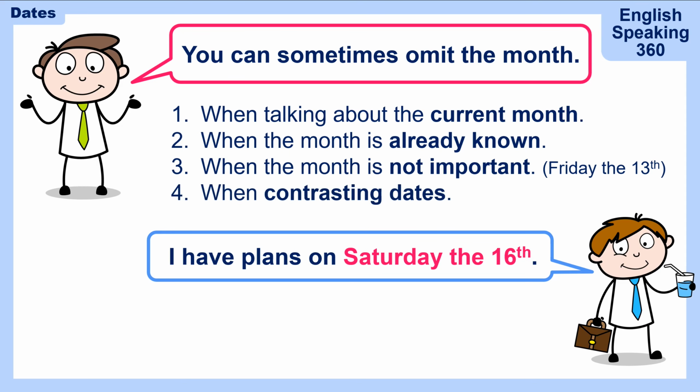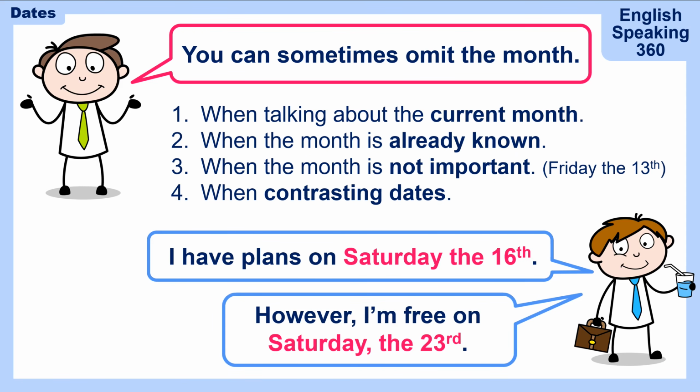Also, we use it when contrasting dates. I have plans on Saturday the 16th. However, I'm free on Saturday the 23rd. So we use that and we omit the month. We don't need to say the month because we already know the 16th is not possible, but the 23rd is possible of the same month.